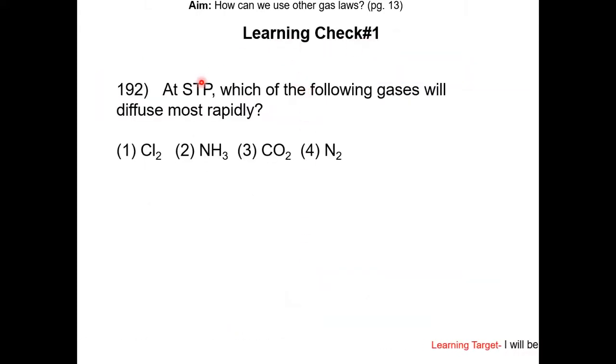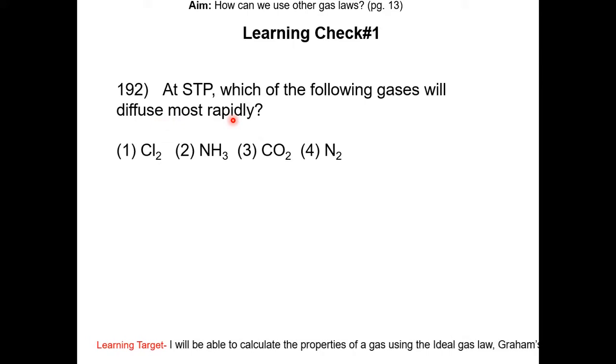Learning check number 1. At STP, which of the following gases would diffuse most rapidly? Pause the video and resume when completed. So you have to look for the smallest molar mass, and that would be NH3. The answer is choice 2.